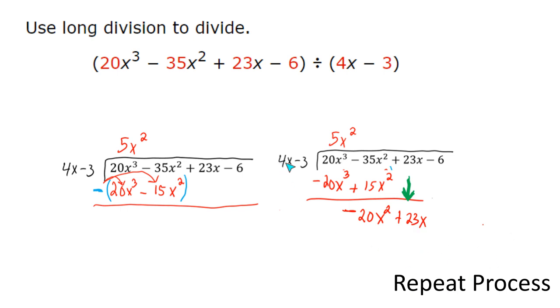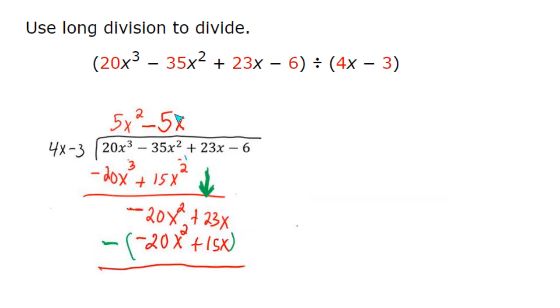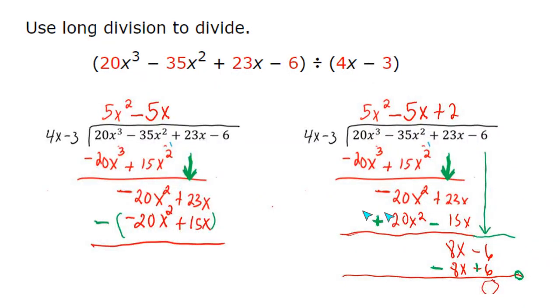So negative 20x squared divided by 4x is going to give us negative 5x. Negative 5x times 4x is negative 20x squared. Negative 5x times negative 3 is positive 15x, but I always have this negative, right? Because we're subtracting. So negative negative will make it positive, and positive will make it negative. So this will cancel, and then 23x minus 15x is going to be 8x. Bring down the 6. And then we start the process over, right?